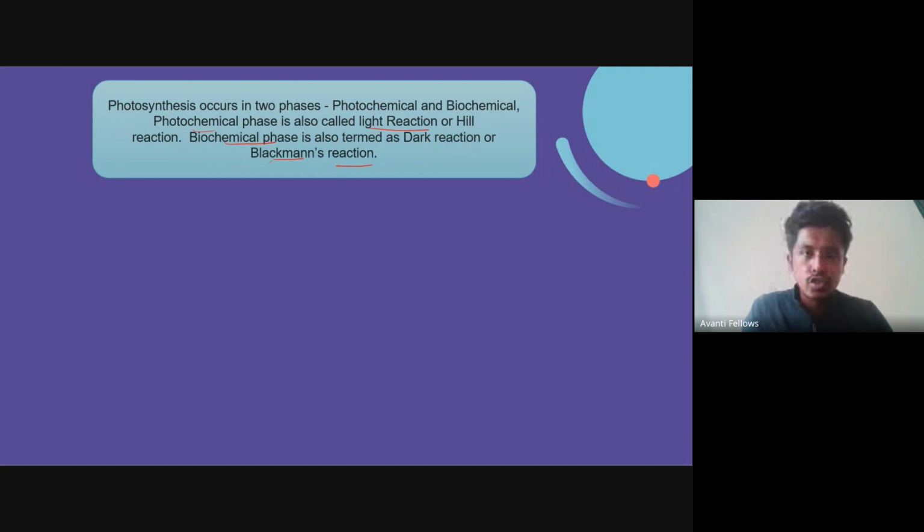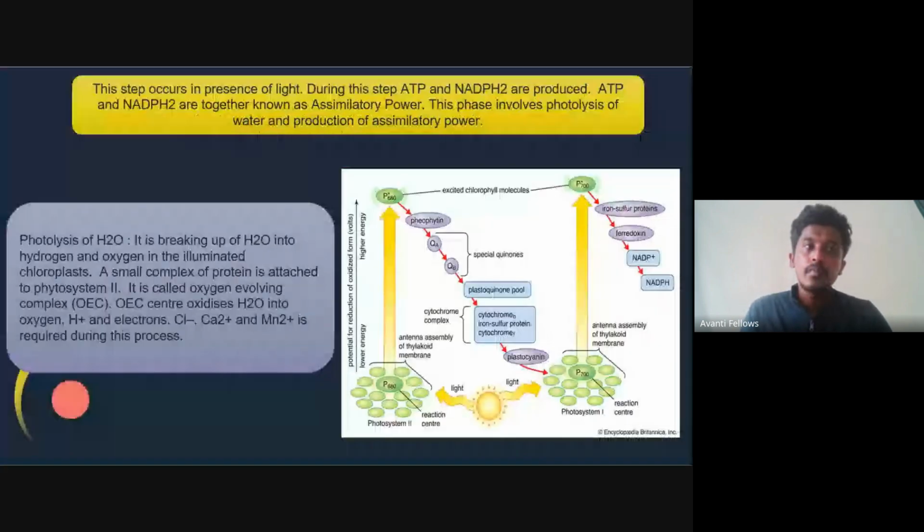Now, coming to what is happening importantly in the light reaction. One of the key steps that happens in the light reaction is the presence of light. So here, two things are produced: ATP and NADPH. We will talk about how ATP and NADPH are produced in a while. Now, how do they eventually end up producing NADPH?